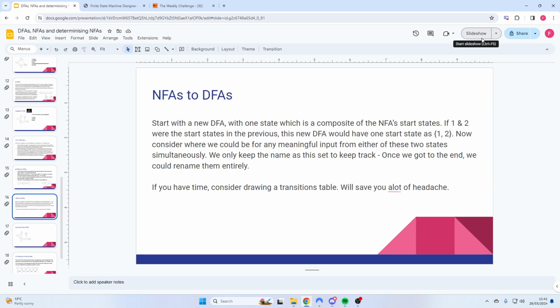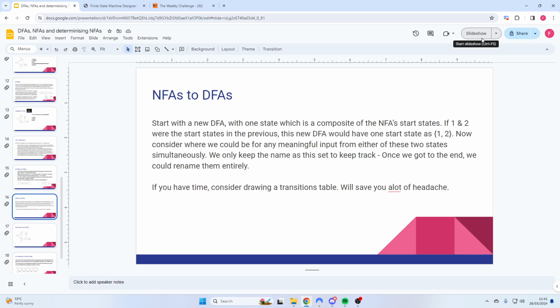Okay, the next step is NFAs to DFAs. The way we do this is we're going to start, first of all, with just a DFA, a brand new DFA. This first state is going to be a composite of the NFA's starting states. So if 1 and 2 were the start states of the NFA we're trying to convert, this new DFA would have the start state as {1, 2}.